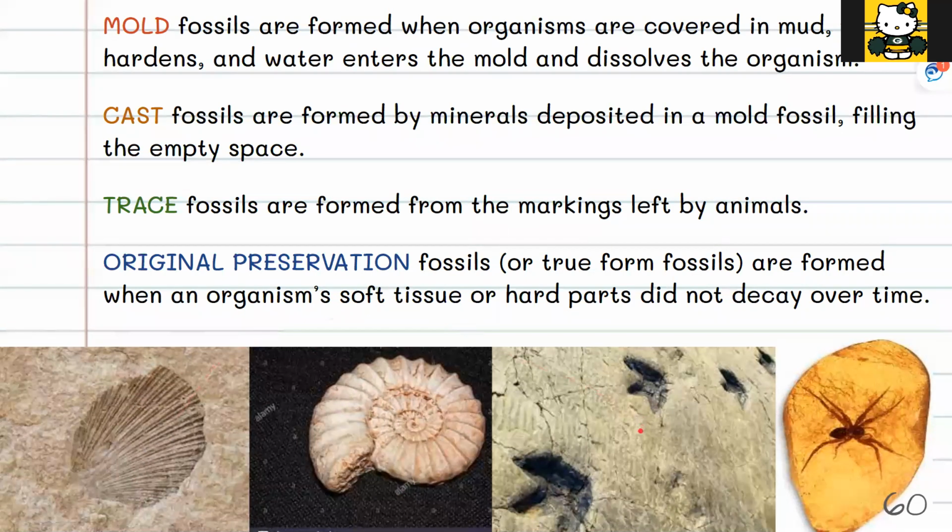Trace fossils are formed from markings left by animals. And then sometimes organisms are preserved in things like tar or ice or amber. And that's the original preservation, preserved remains.